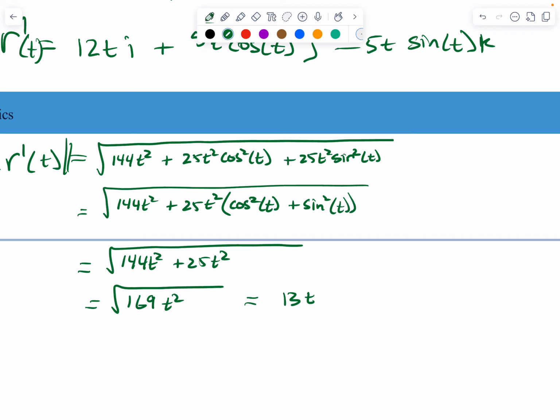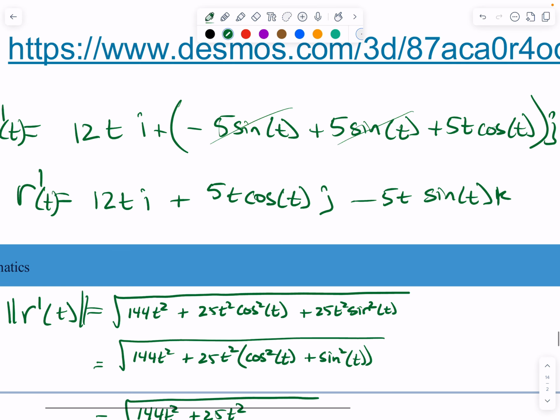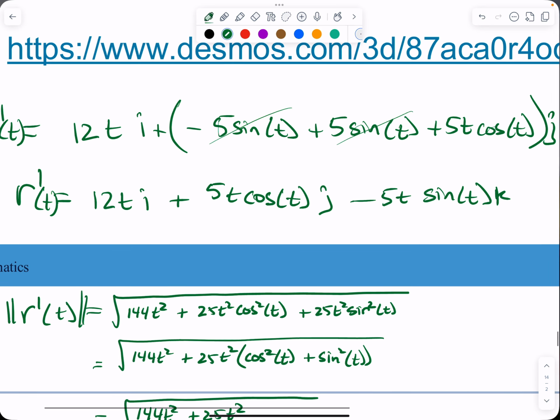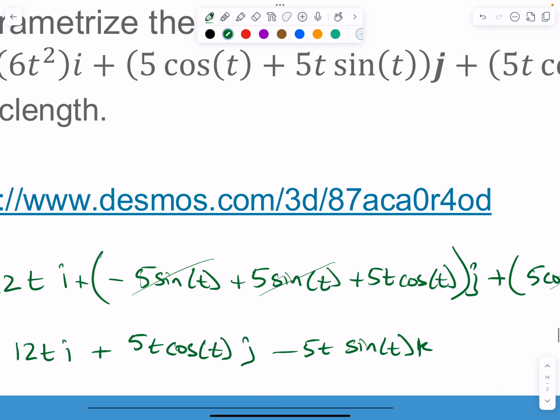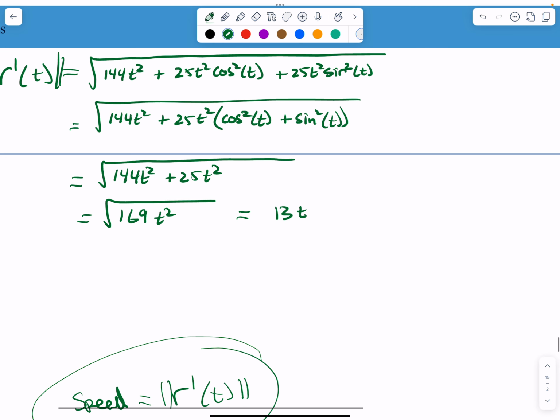Technically, this is plus or minus 13t. But if we restrict ourselves to positives, which I'm kind of doing, at least on this Desmos that I showed you, we'll just hope for the best, I guess, for now.